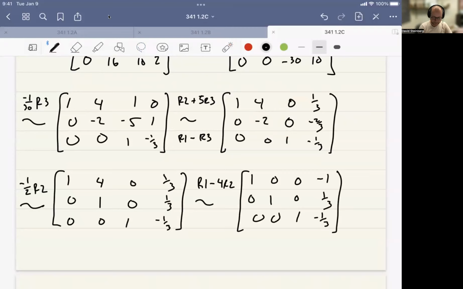Okay, so we have our row echelon form. And this is exactly what we wanted on day 1, a system that looks like this, because this is saying x1 is equal to -1, x2 is equal to 1/3, x3 is equal to -1/3. It's exactly the solution. Here are the numbers that work. Here are the only numbers that work. This is our unique solution to our linear system.